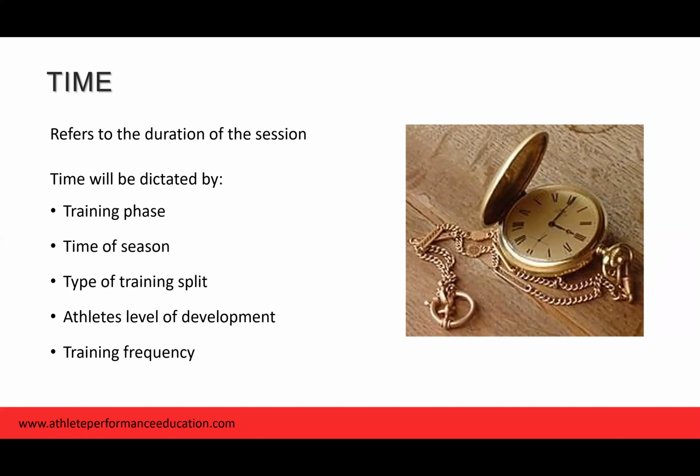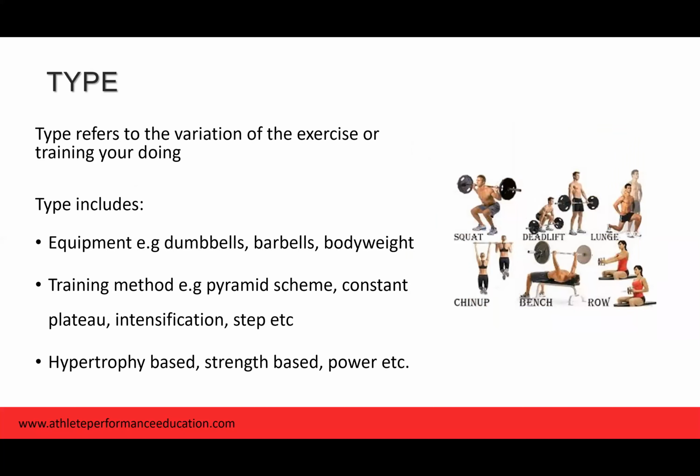Okay, so once we work out these elements, time will sort of take care of itself once we work out what we need to achieve. And finally, type. Type refers to the variation of the exercise or the training that you're doing. So this could be the equipment: dumbbells, barbells, body weight. It could be the training method, so a pyramid scheme, a constant plateau, intensification or step periodization methods. It could also be what quality we're trying to develop, so hypertrophy, strength, power, etc.